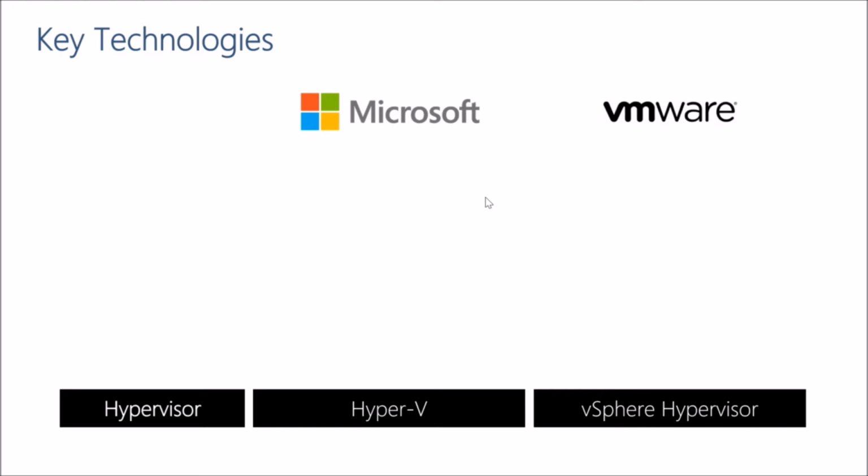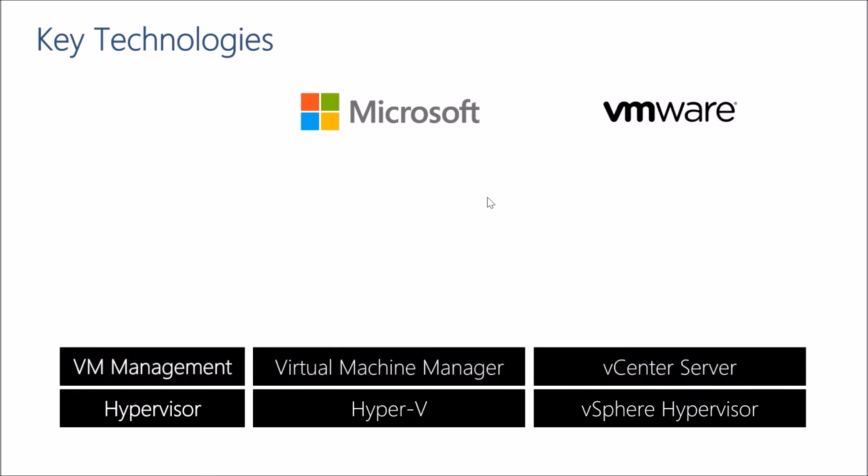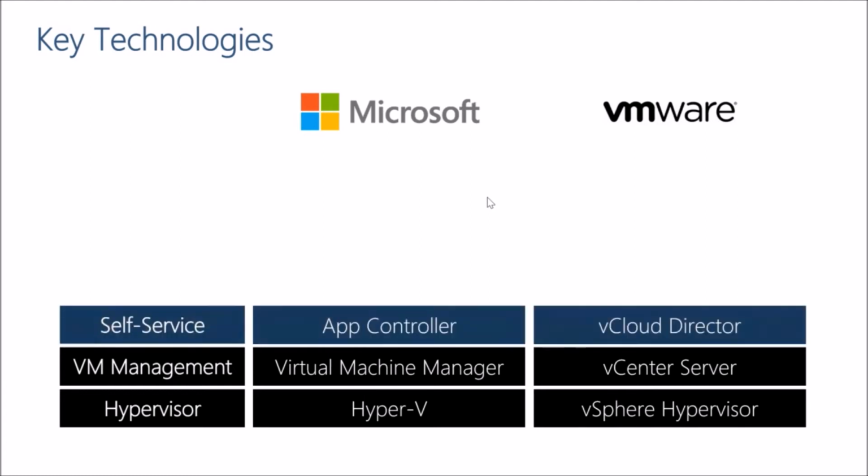So what is Microsoft's hypervisor? It's Hyper-V. What is VMware's hypervisor? It's the vSphere hypervisor, which is called ESXi. What is the VM management tool in Microsoft? It's System Center Virtual Machine Manager. In VMware, it's vCenter. The self-service, you can see that they're very similar.